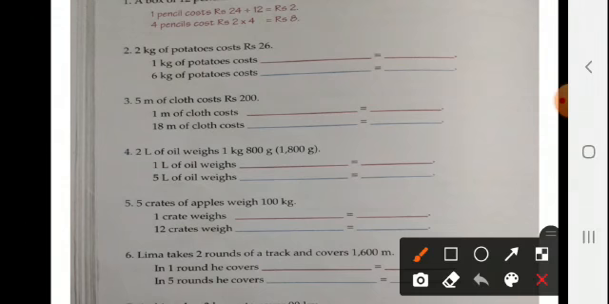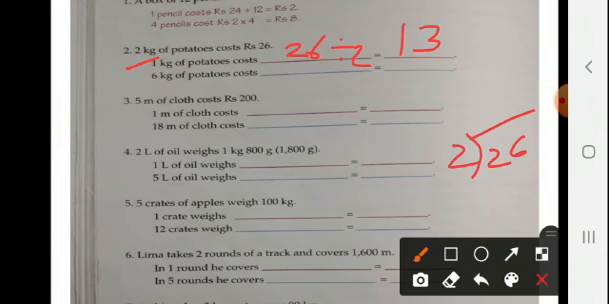It is given that 2 kg of potatoes cost rupees 26. That means the cost of 2 kg of potatoes is rupees 26. You know very well how to do this type of question. First of all, we have to take out the cost of 1 kg of potatoes. For that we have to divide 26 by 2. What will be the answer after dividing by 2? The answer will be 13. In the earlier videos, I have told you how to do the division as well as the multiplication. Once again, 2 ones are 2, and if we take 6, then 2 threes are 6, so nothing will remain. So 13 will be the answer.